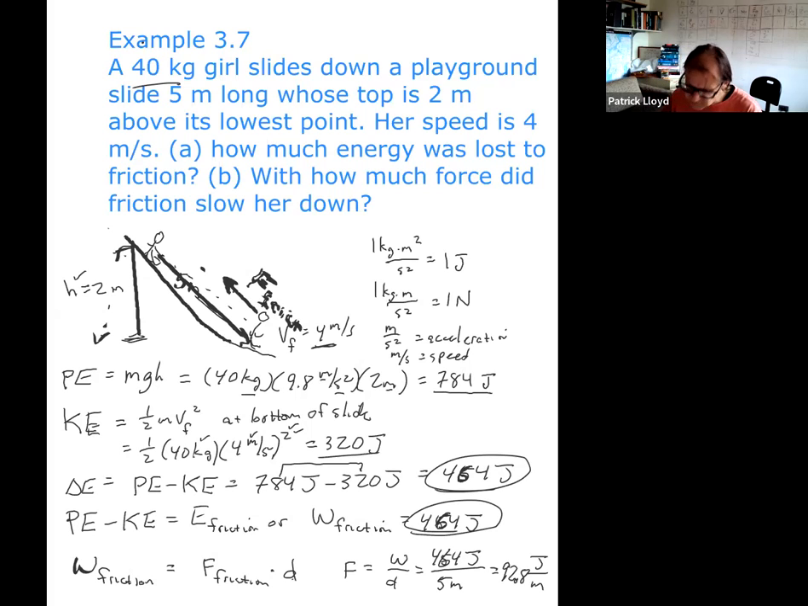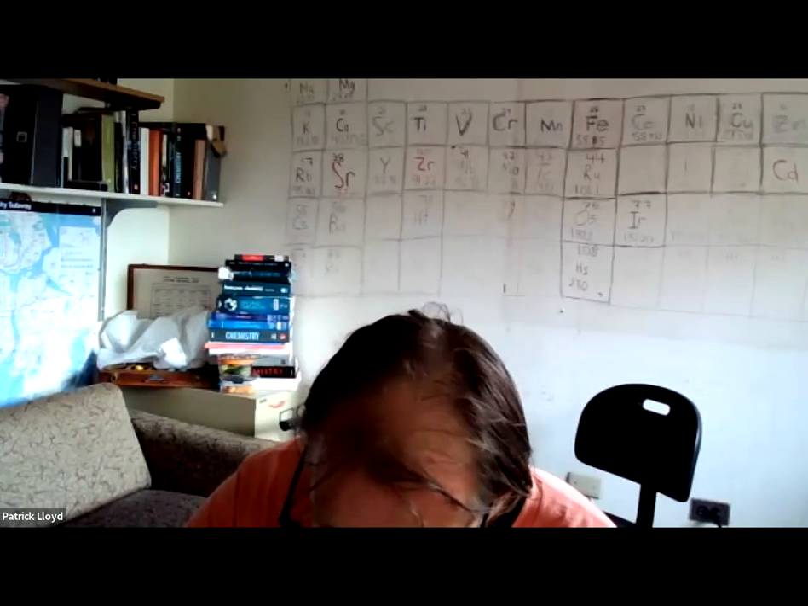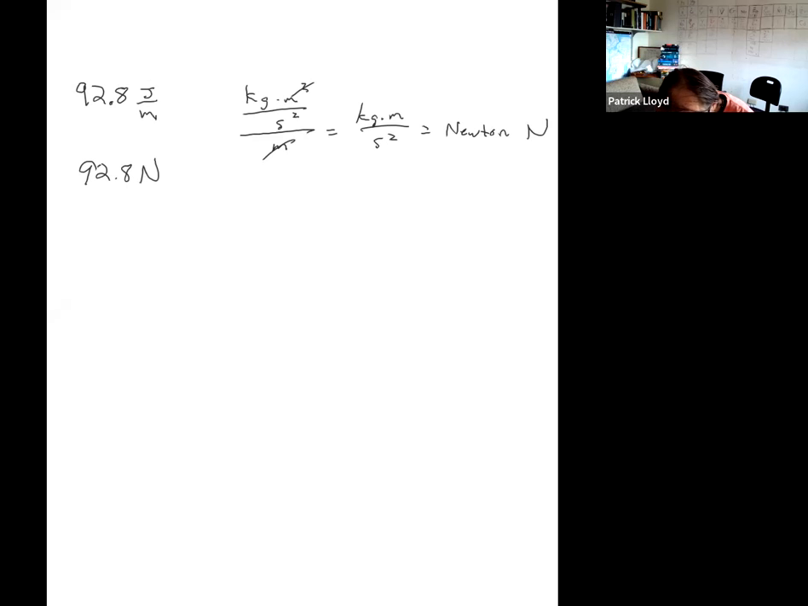Now, that's not a typical way that we would write units for force. So how would we deal with that? Well, 92.8 joules per meter is essentially a kilogram meters squared per second squared divided by a meter. So one of those meters is gone, and that gives you kilogram times meter per second squared. That's the same thing as a Newton. So 92.8 newtons. And there's your answer.